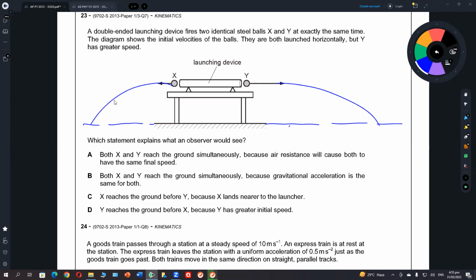This will be wrong, because air resistance cannot cause both to have the same speed. The problem is air resistance, this part. Both X and Y reach the ground simultaneously because gravitational acceleration, it is positive g here.